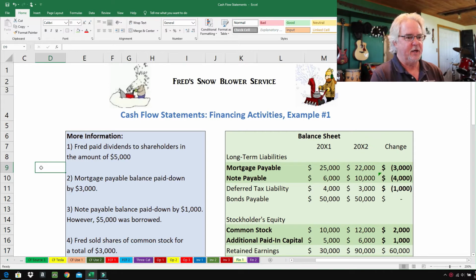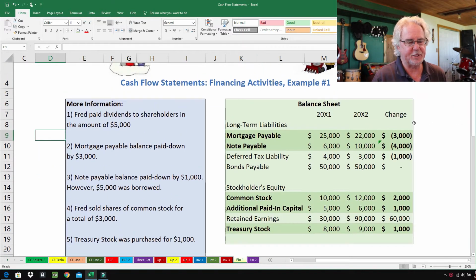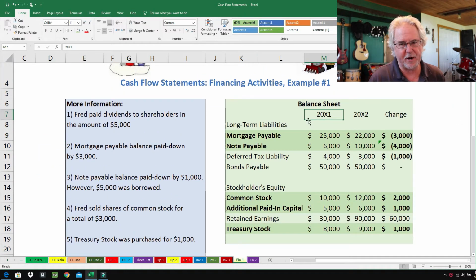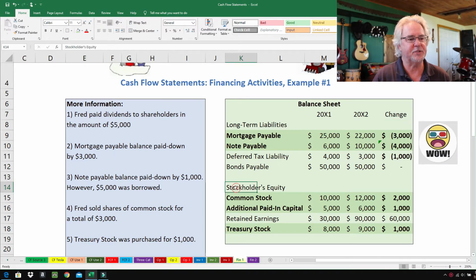So here we go. To do financing activities, we need two balance sheets. We need a balance sheet from the prior year and a balance sheet from the current year. We're going to look at the change between the two, and what we're focusing on are long-term liabilities and stockholders' equity. These are the only two categories that we need to look at. Fortunately, the financing activities section tends to be the easiest of all to do. So let's see what's going on here.